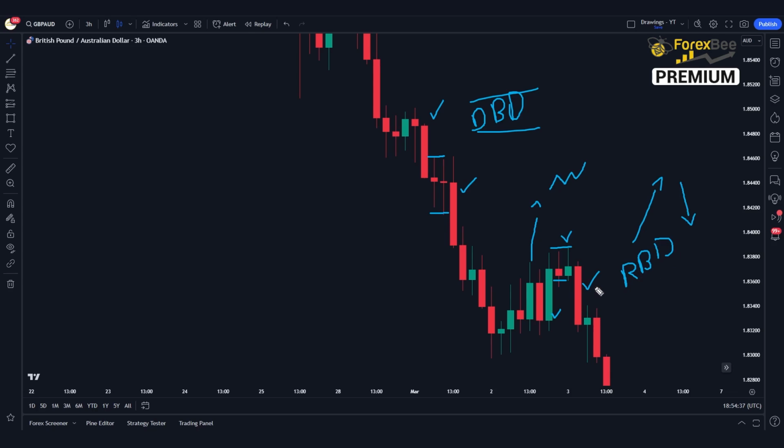So that's how you identify the two types of supply zones. The first one is a drop-based drop, and the second one is a rally-based drop supply zone. Now in our next video, we're going to talk about the strength of these supply and demand zones and how you can identify if they are strong or not.